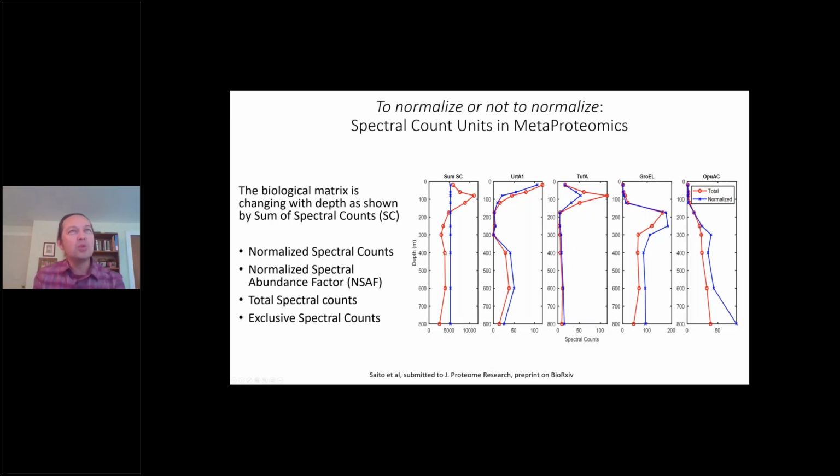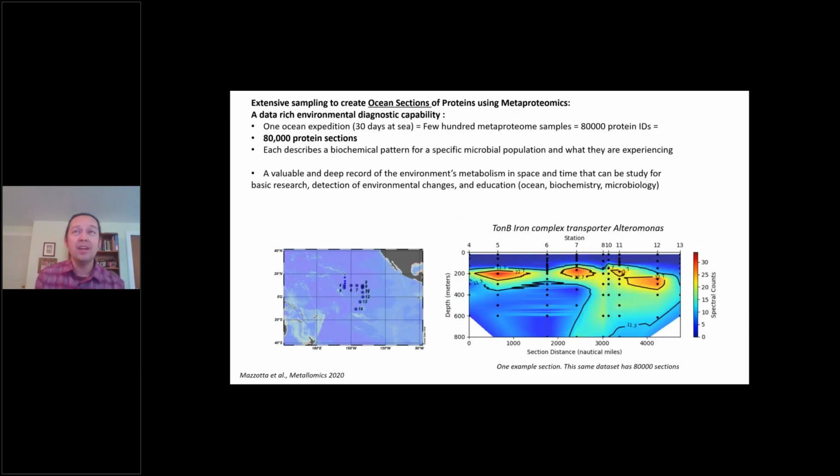But the end result is that some of these data sets that we're now looking at have roughly 80,000 protein IDs in them, and amazingly, Scaffold's able to handle that as we map to our metatranscriptomic and metagenomic databases. And that basically means that if we have that many IDs, we're getting that many ocean sections, like I talked about before. So here's one section of this more recent expedition we did called Proteomes, and it's a TonB iron transporter, and it has this really neat distribution pattern right below the sunlit layers of the ocean, changing as you go farther south. And so we think this is a really valuable record of the ocean's metabolism in space and time.